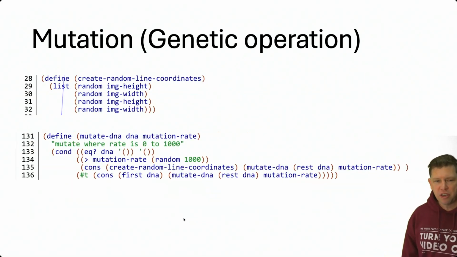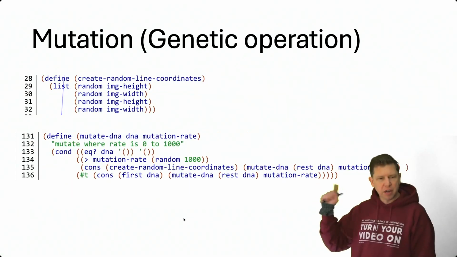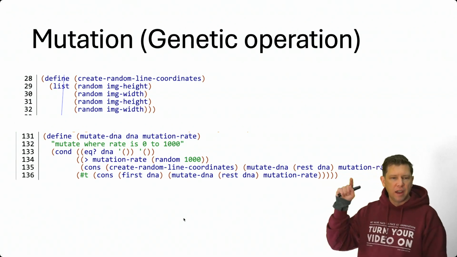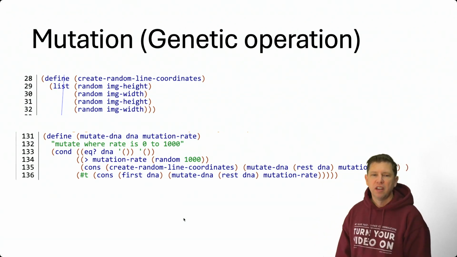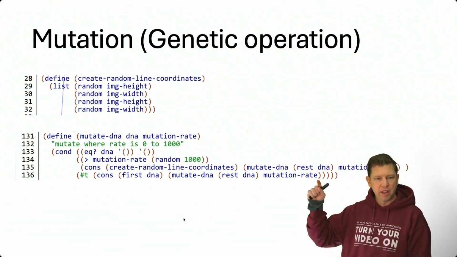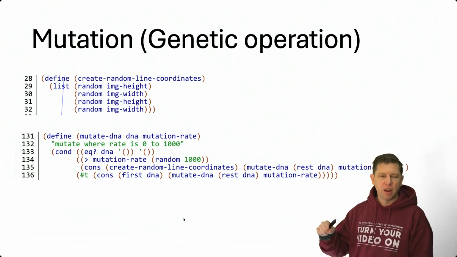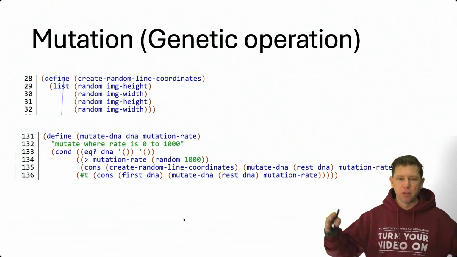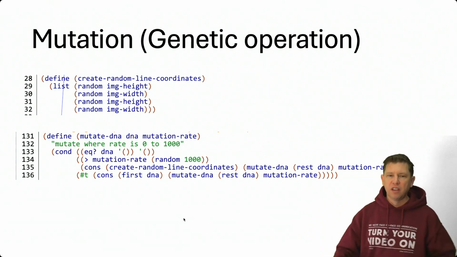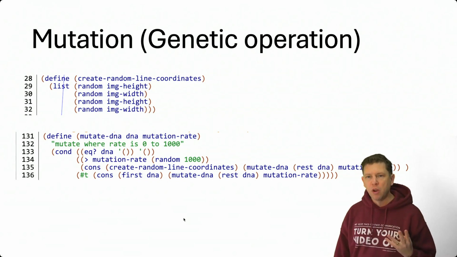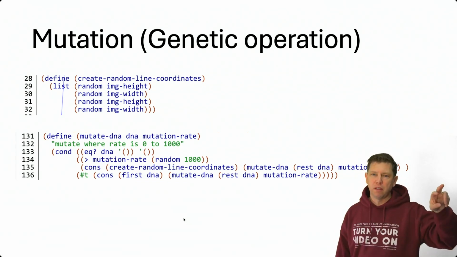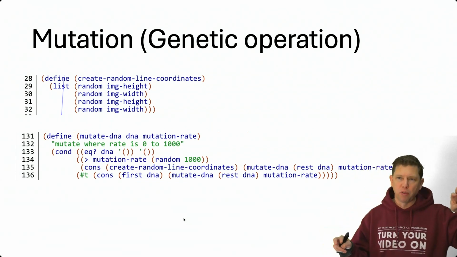Now let's look at the mutation function. So if you look right here, on line 28, we've got a method that just says create random line coordinates. What that's going to do, and if you see on 29, 30, 31, 32, it's going to create a random number that's constrained by the height and width. So I'm going to get 4 numbers that fit within the height and width of our canvas that we're working with, which will give me 2 points for the starting point and 2 points for the end.